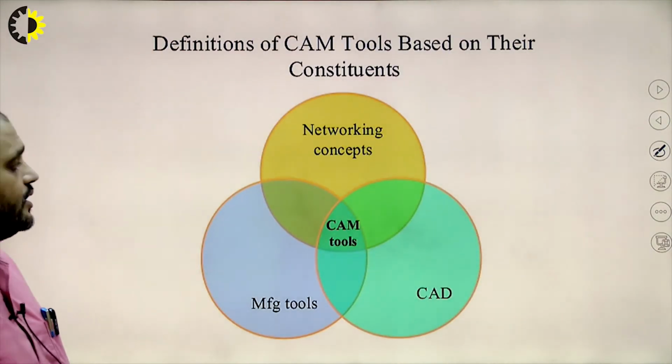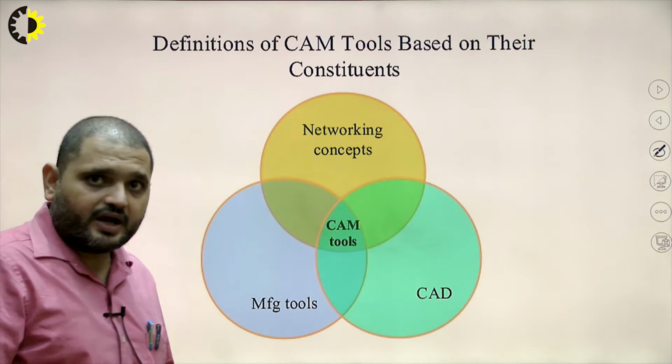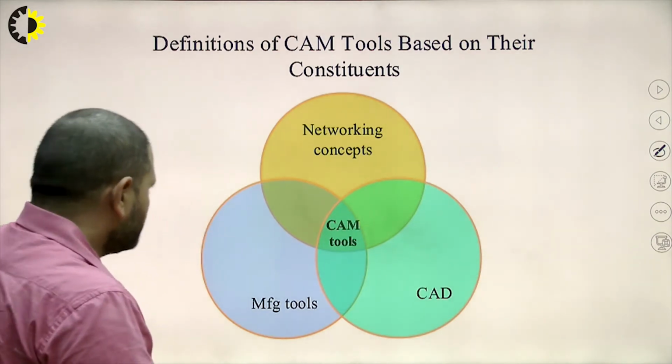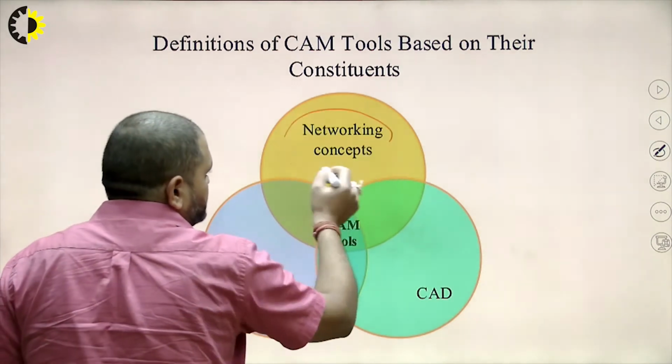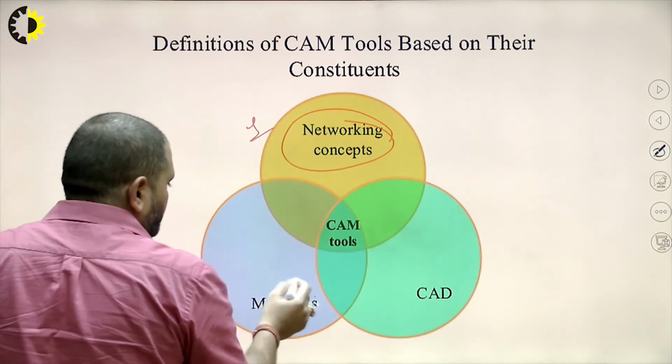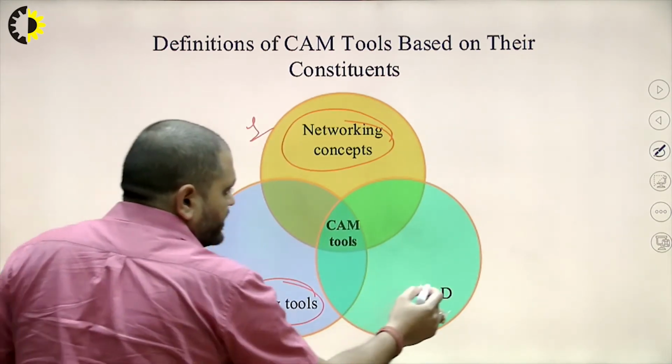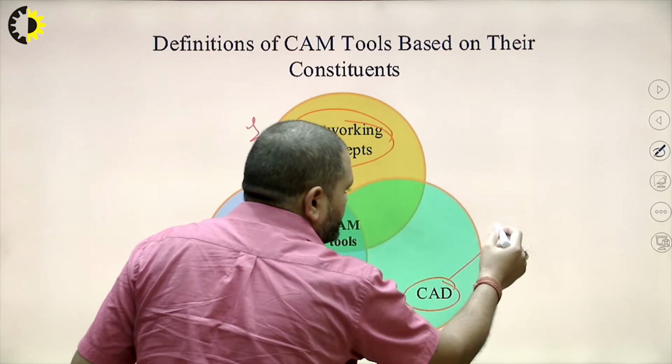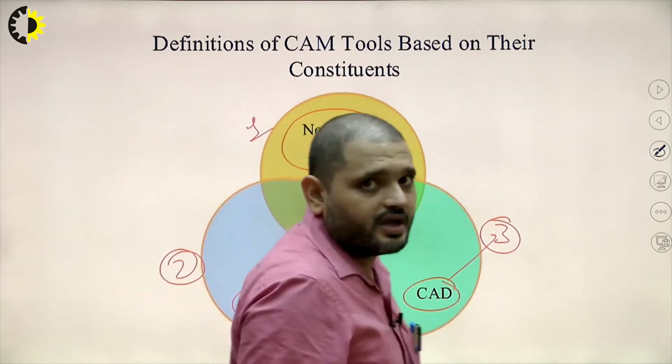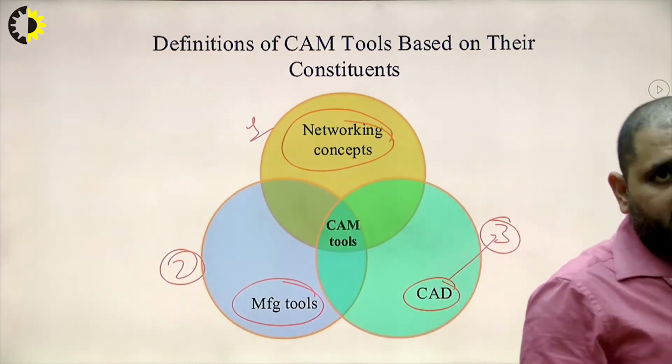Now basically, as we have discussed CAD tools, here are the CAM tools. So we need a networking concept first, second manufacturing tools, and third is CAD, obviously a geometric model which we get from CAD. So these are the tools for CAM.